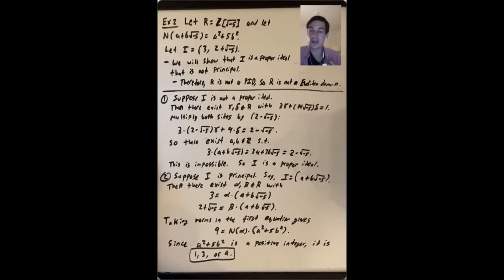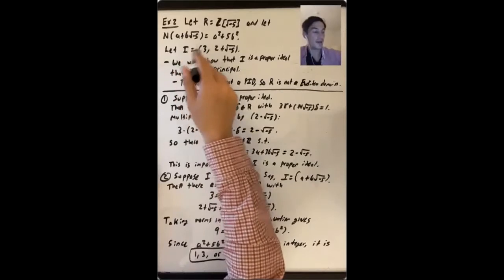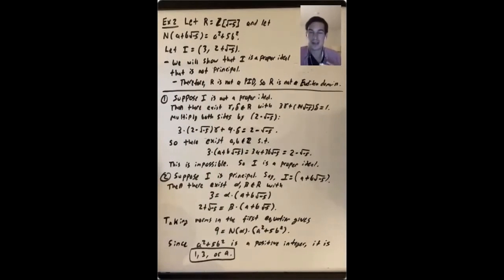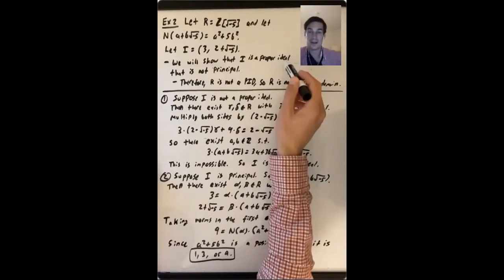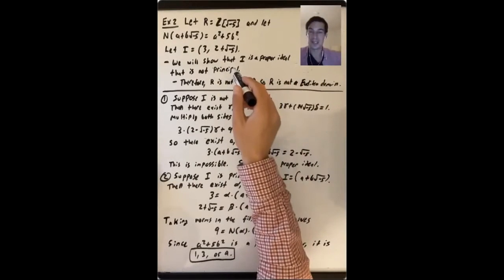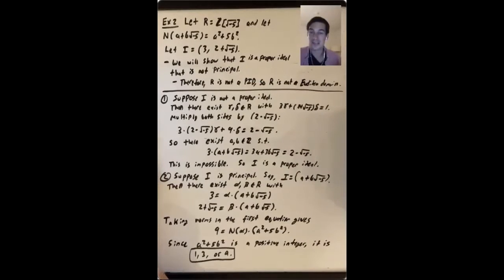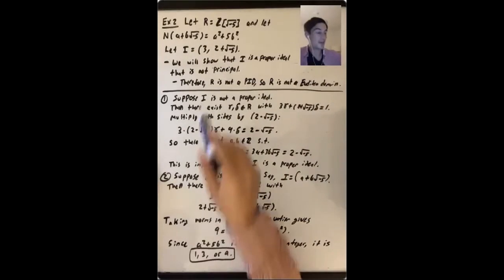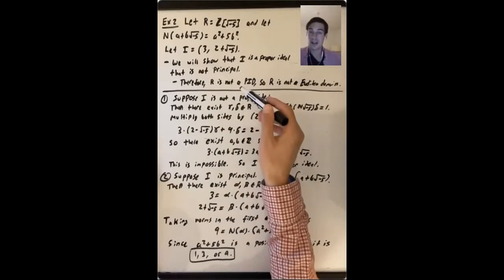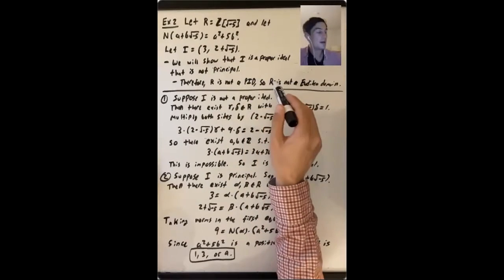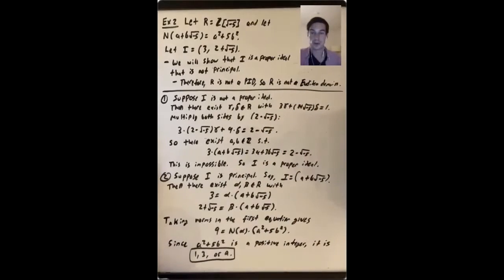The whole idea here is that when you have an ideal generated by two things, sometimes it's a little hard to see whether or not it is in fact the whole ring. So first we're going to see that it is a proper ideal, and then we're going to show that it's not a principal ideal. What will that tell us? That'll say that we have an ideal that is not principal, so R is not a PID, and by the result that we proved at the beginning of this video, that means that R is not a Euclidean domain. All right, let's do this first part.